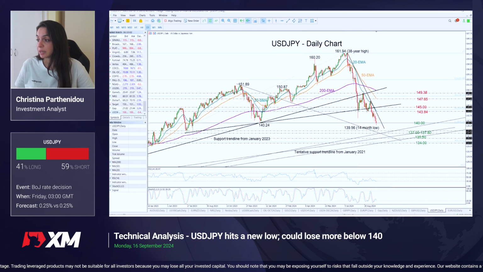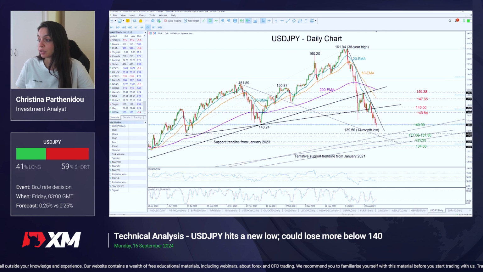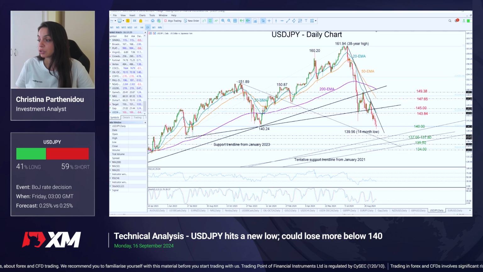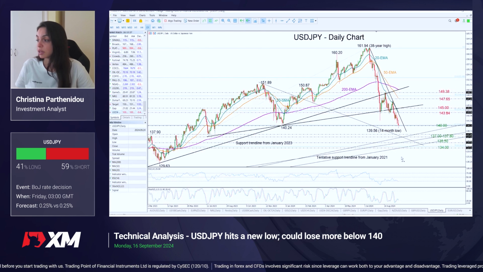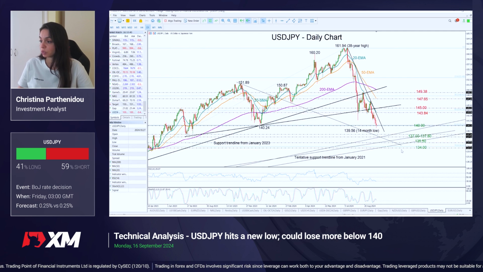Now on the downside, if the downtrend continues, I expect support to come somewhere between 137 and 137.80. There are a couple of trend lines within this region, so I would pay attention to this region before the 135.50 barrier comes into view. This is where another tentative support trend line is located, while lower than that, the 134 psychological mark could be the next target. We saw some consolidation around this region back in 2023.